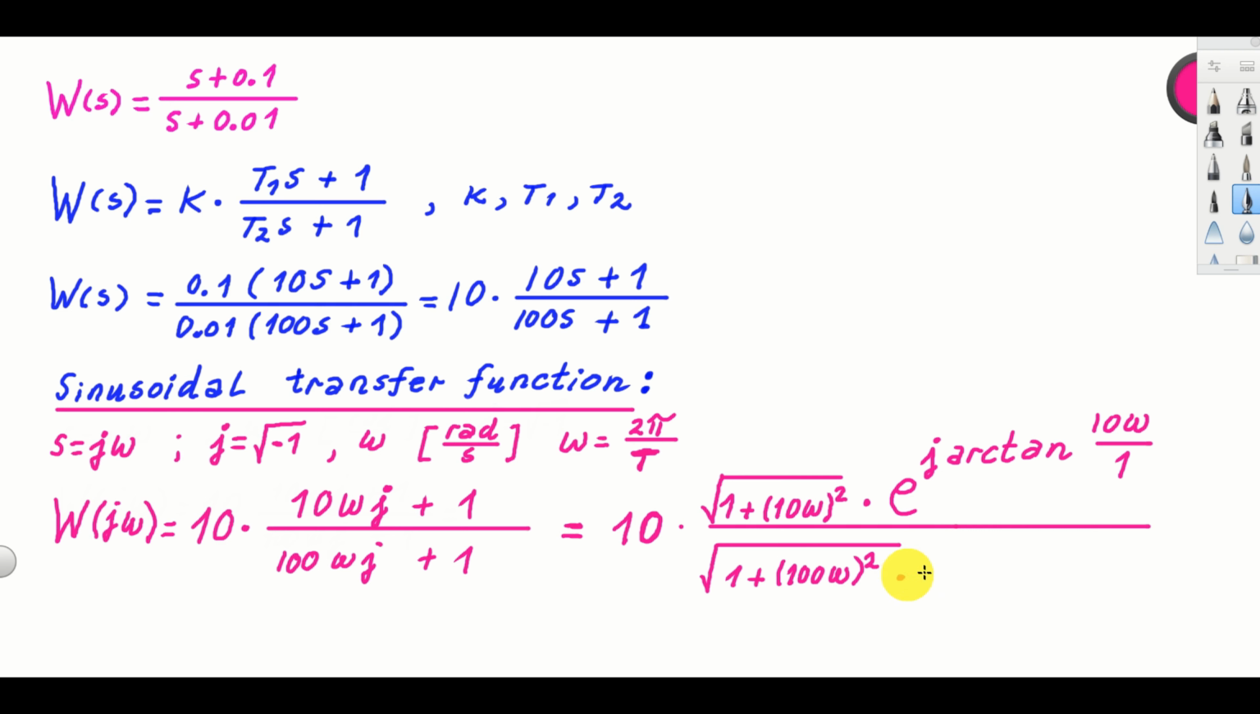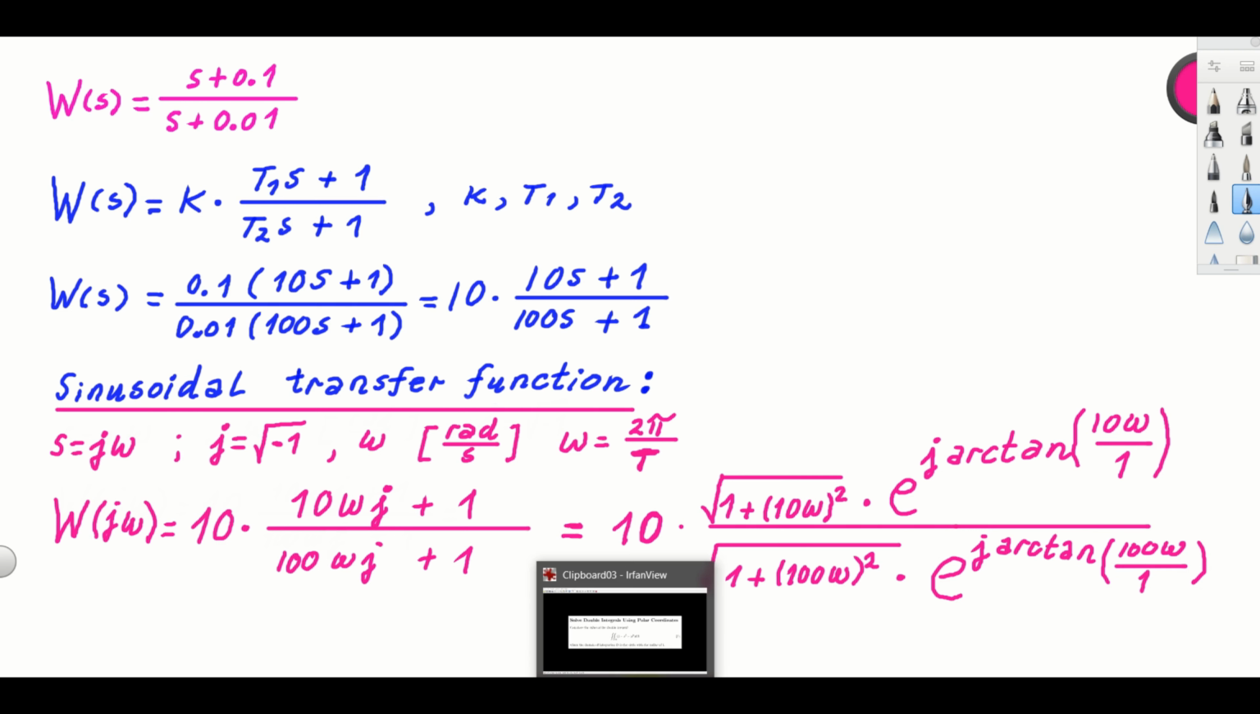And over here we have everything multiplied by e to the power j and the angle of this complex number. The angle is computed as the inverse tangent function, or the arctan, of imaginary over real. So we will have arctan of 100 omega divided by 1. And over here I'm going to use parentheses to complete everything. And that's it. This is the polar form of our complex transfer function.